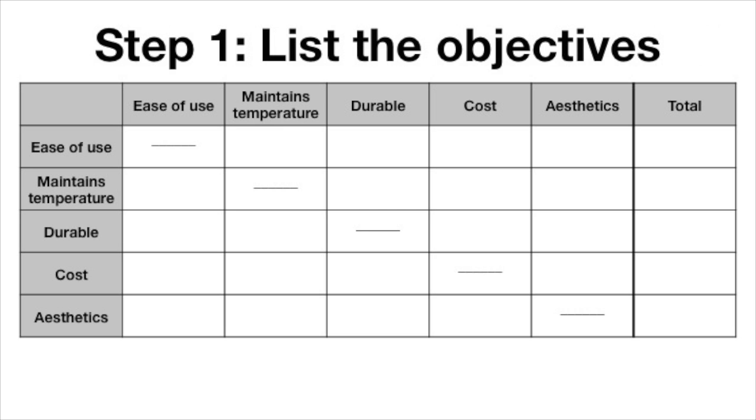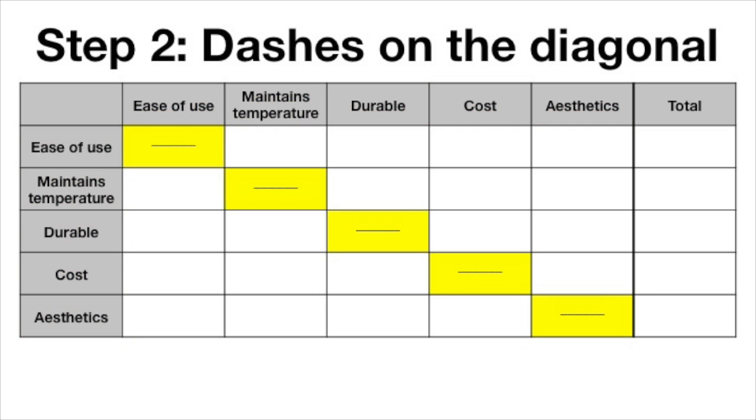So for step 1, for a water bottle example, we have 5 objectives: ease of use, maintained temperature, durable, cost, and aesthetics. These 5 objectives are listed in the left-hand column and the top row. The second step is to place dashes diagonally downwards. So you'll place a dash in the box of the intersection of identical objectives. For example, ease of use and ease of use, cost and cost.